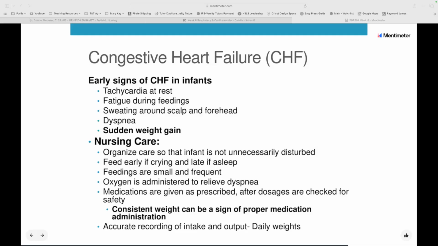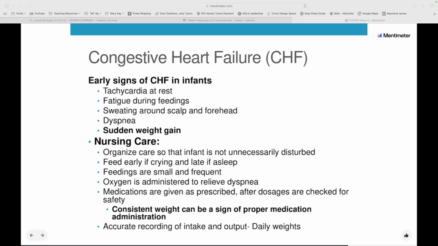No matter what, we want to make sure that we are clustering our care, so we give them prolonged periods of being undisturbed. If they wake up, we're going to feed them early. We're not going to wait until our scheduled time. We're going to maximize their awake and alert time. We're going to do small, frequent feedings so that we're not causing fatigue. We might need to give supplemental oxygen to help with that difficulty breathing. We are going to be giving medications to help with congestive heart failure, making sure that we're checking for safety doses. And we are going to constantly weigh these kids.